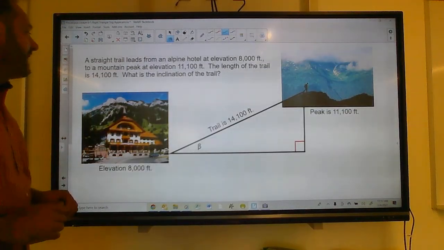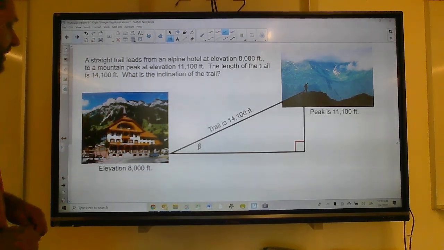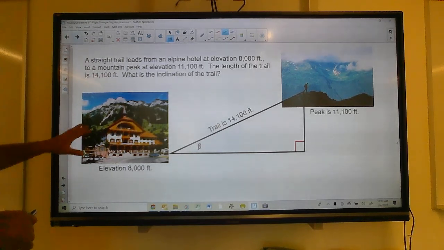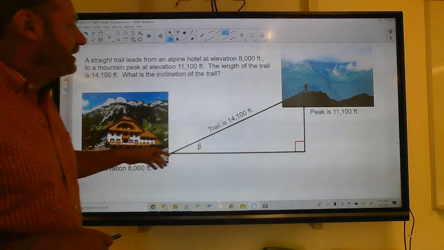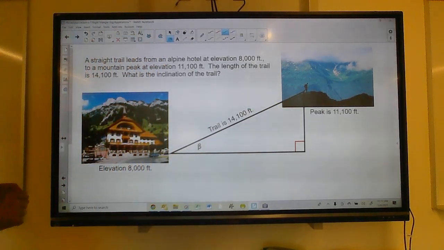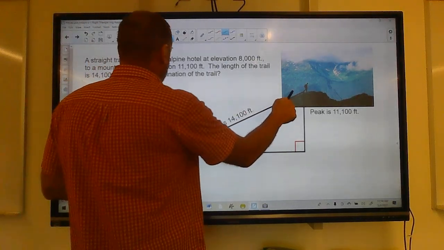All right, so here we have a trail. A straight trail leads from an alpine hotel. It's a nice alpine hotel right here, and it's at elevation 8,000 feet. And the mountain peak is 11,100 feet right here. And the length of the trail is 14,100 feet. That's this distance right here.